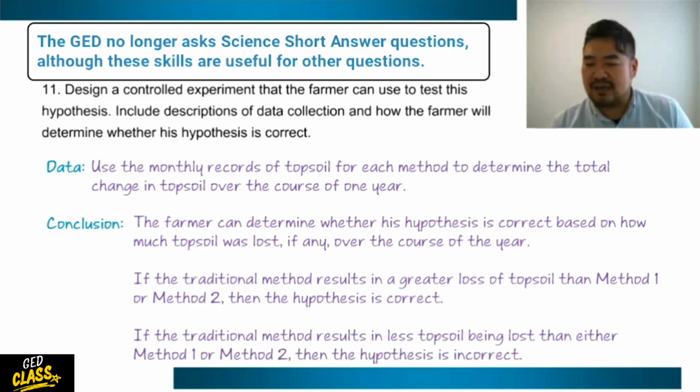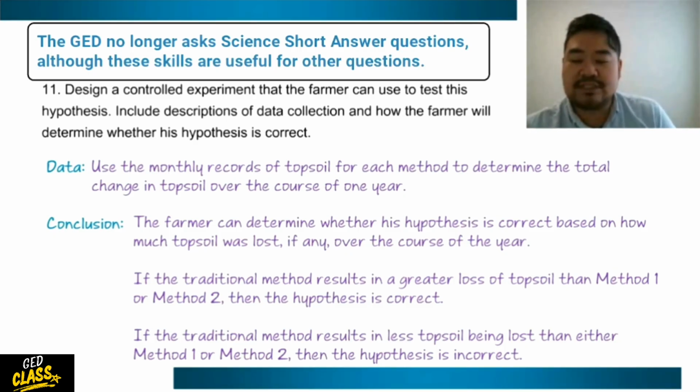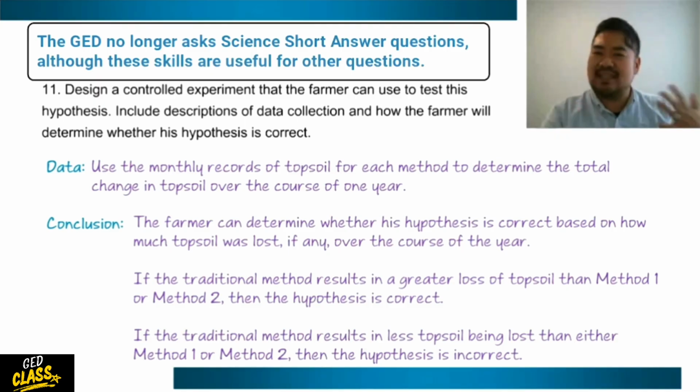But if the traditional method actually keeps more topsoil, right? It results in less topsoil being lost, well, then those newer methods weren't good and the hypothesis was incorrect. And you can see then the farmer would be like, well, I'm not going to use those newer methods. I'm going to stick with the traditional method.